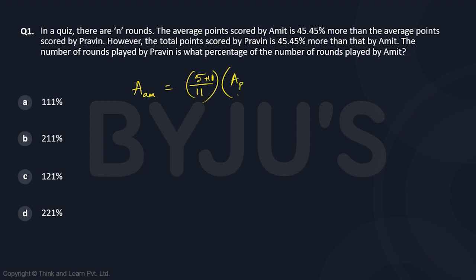So if I'm looking at the number of rounds, let's say Amit is writing X rounds, whereas Praveen is writing Y rounds. The totals are different because they are not writing the same number of rounds, but the average is the relationship that has been given to us. So average of Amit is equal to 16 by 11 of average of Praveen. This is the first statement.